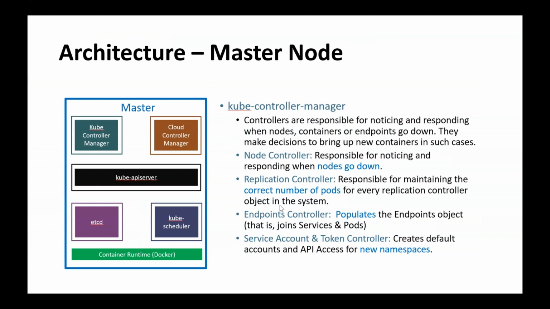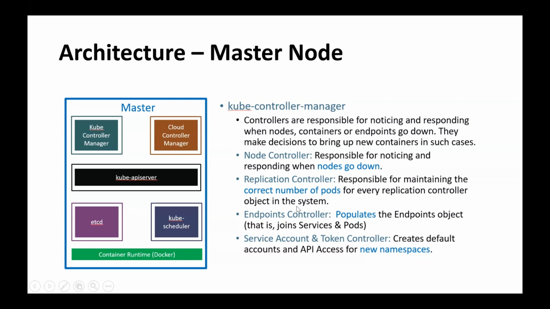Replica set means it will create replicas of your pod. So suppose you have given the replica set as 10, then it will create 10 replicas of your web server pod. So even if one pod is down, the other nine pods will be active and they will work for your web server, and your web server will still be accessible.